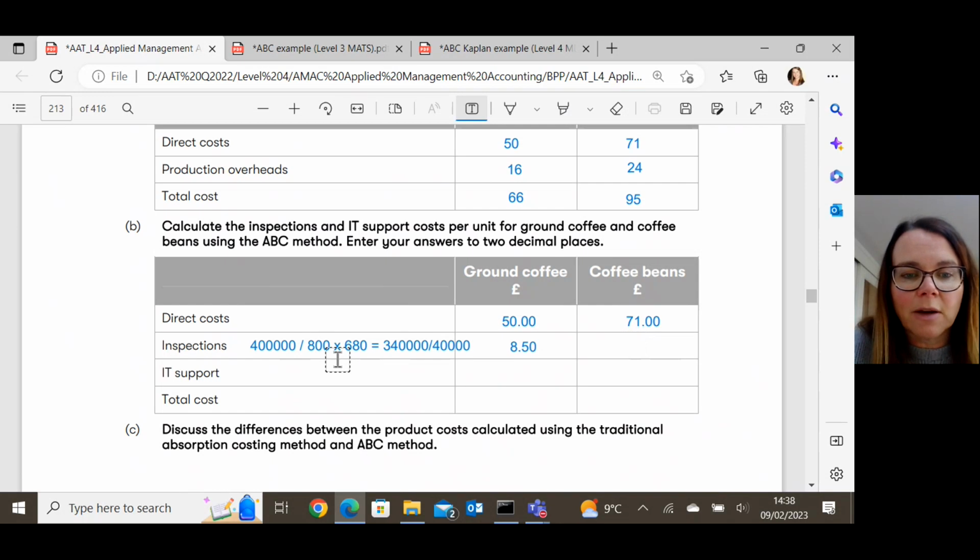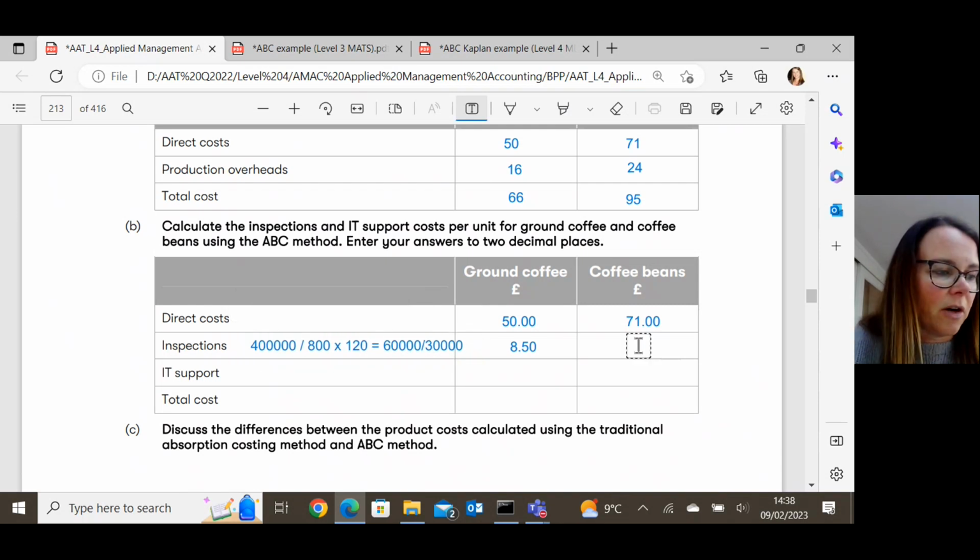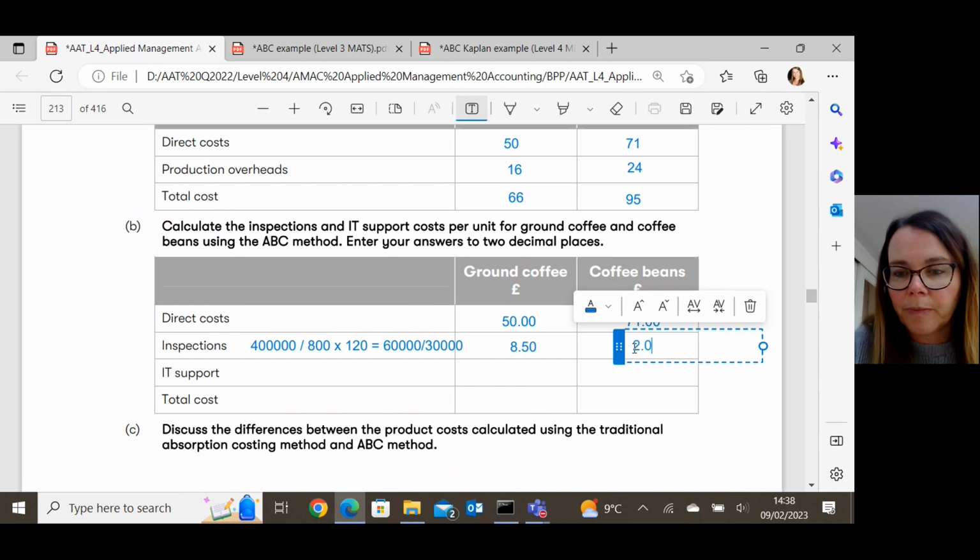And then for the coffee beans, I'll do exactly the same sum as I just did there, except instead of multiplying by 680, I will be multiplying by 120. So let's rework that. That comes to 60,000. 60,000 divided by 30,000 this time, because that's the number of products. So that clearly gives me a figure of £2.